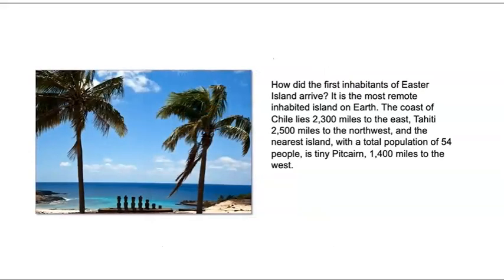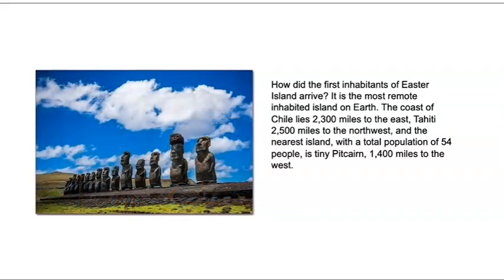How did the first inhabitants of Easter Island arrive? It is the most remote inhabited island on Earth. The coast of Chile lies 2,300 miles to the east, Tahiti 2,500 miles to the northwest, and the nearest island with a total population of 54 people is tiny Pitcairn, 1,400 miles to the west. The answer lies in the deeply rooted traditions of Polynesian culture.